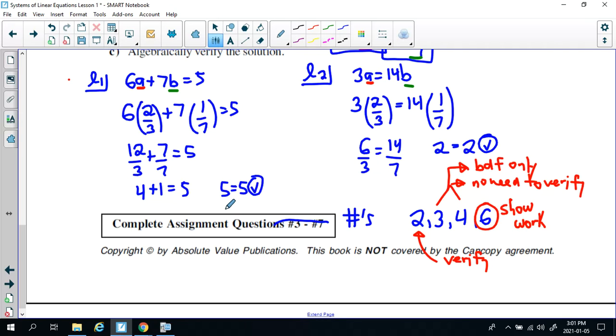Okay, that's it for this lesson. And in the next one, we'll talk about the number of solutions you can have in a system of equations. And I will talk to you then.